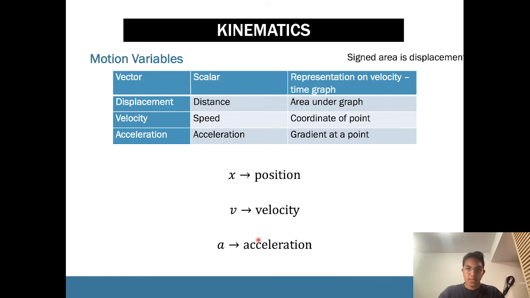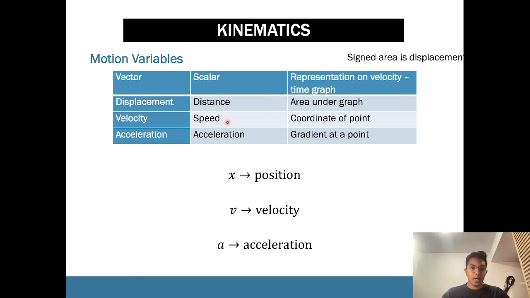So, okay, kinematics. The first thing we want to know is what our motion variables are. These are the ones that VCAA commonly uses. So x usually applies to position, v usually maps onto velocity, and a usually maps onto acceleration. Okay, so we have things like our vector values and our scalar values. A vector value is a value that has direction and magnitude, whereas a scalar value is something with just magnitude.